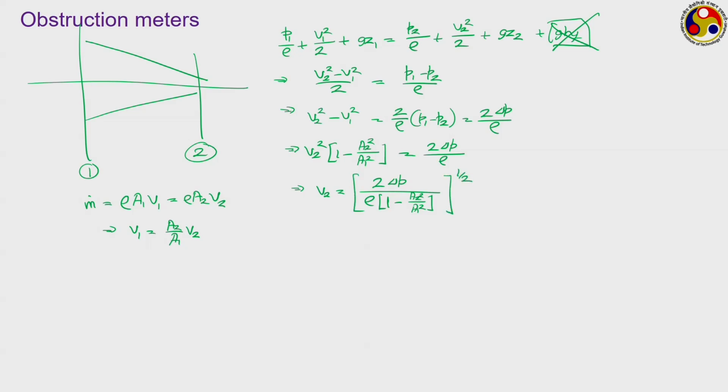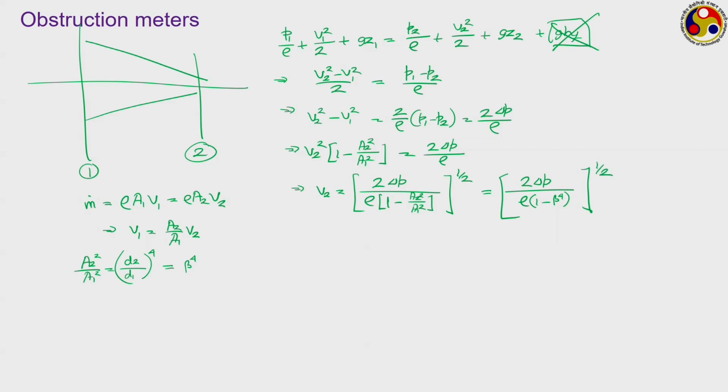If this channel is of circular cross section area, then A2 square upon A1 square can be related to D2 upon D1 whole to the power 4, often referred to as beta to the power 4, where beta is just the diameter ratio. So, accordingly this can be written as 2 delta P by rho into 1 minus beta to the power 4, whole to the power half.